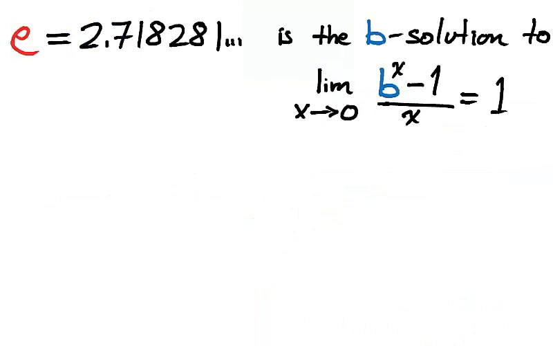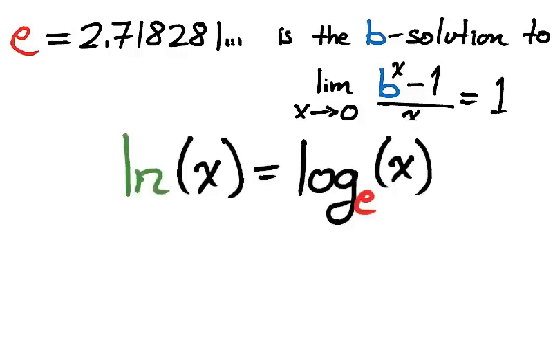Euler's number e was introduced due to exponentials. It is the unique number base for which an exponential function crosses the y-axis with a slope of 1. Since e is special among bases, the logarithm base e, called the natural logarithm, is often used, and it is shortened to ln of x.